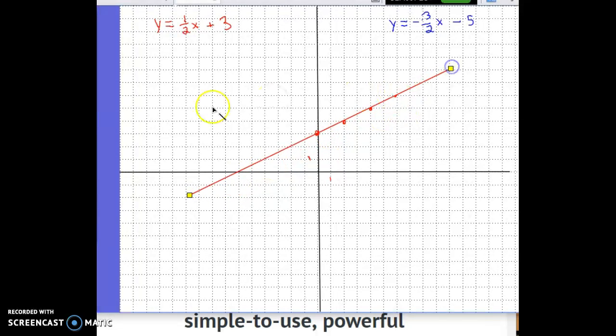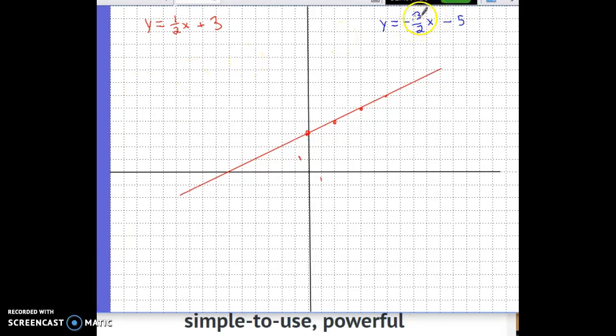And my second graph, negative 3 halves x minus 5. 1, 2, 3, 4, 5. My y-intercept is negative 5. From there, down 3 over 2. Man, we're not even in the same ballpark right now. What do I do? Well, remember, we can go up and left as well.